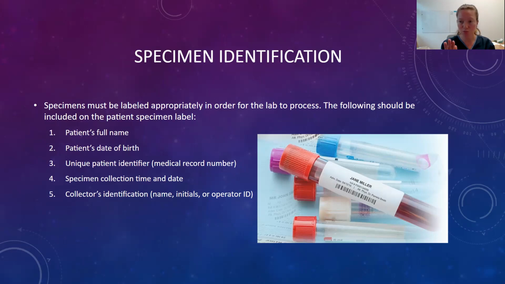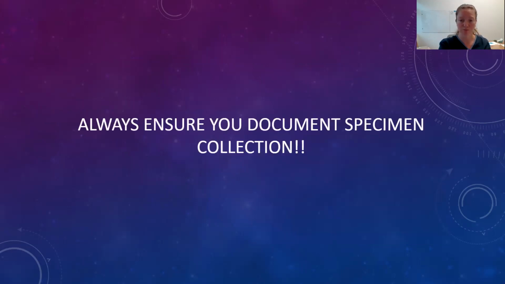Like I mentioned, labeling should be smooth and straight. You also don't want to cover the entire contents of the tube so that it can be visualized. So again, just make sure that as soon as you finish drawing that blood, that's when you can put the label on the tube, and you don't want to do it after you've left the room. It needs to all be done within that same space.